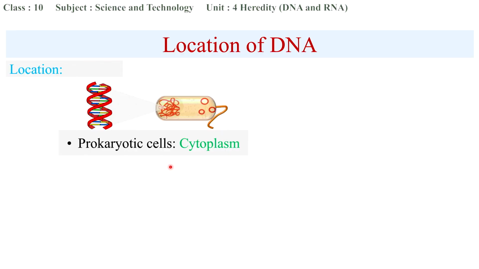In case of a prokaryotic cell, like a bacterial cell, where is it present? It is freely present in the cytoplasm. Why is it so? You know that a prokaryotic cell does not contain a definite nucleus. The nucleus is not present in the prokaryotic cell. Because of that, this DNA is freely present in the cytoplasm, where it acts as a genetic material.